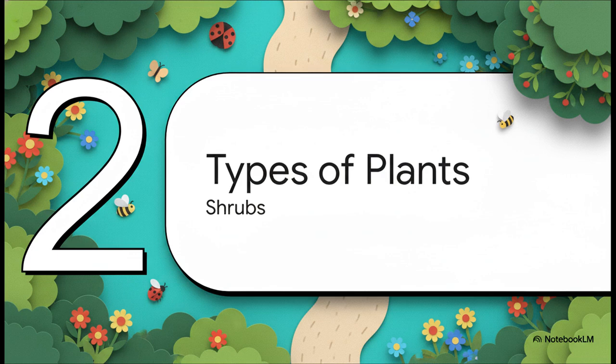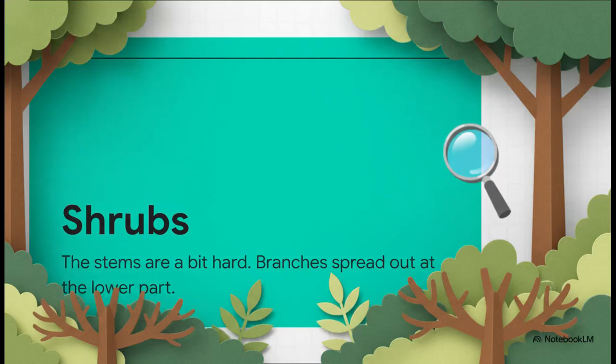Moving on to Section 2, Types of Plants, Shrubs. So, stepping up a bit in size, we have shrubs. Now, these are medium-sized plants. What sets them apart is they have hard, woody stems, and they feature multiple branches that typically spread out right from the lower base, really close to the ground. They neatly bridge that physical gap between the small herbs we just talked about and the much larger trees.